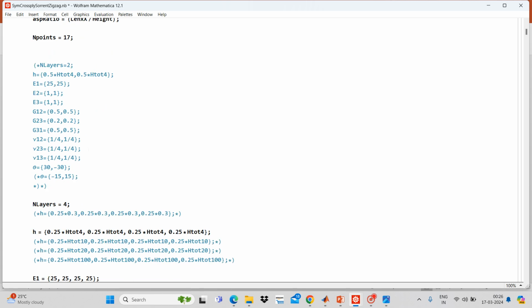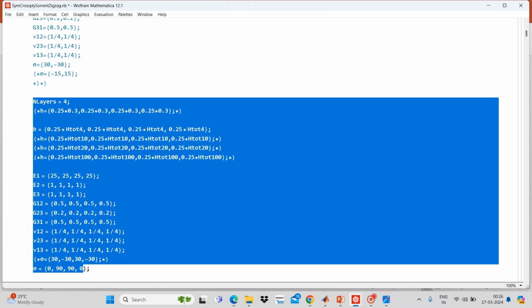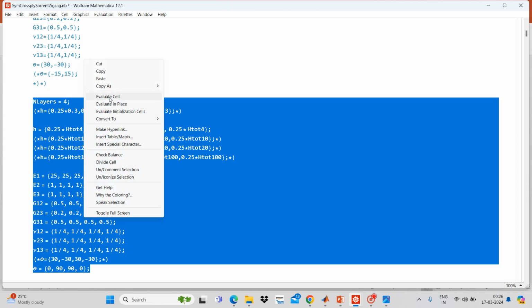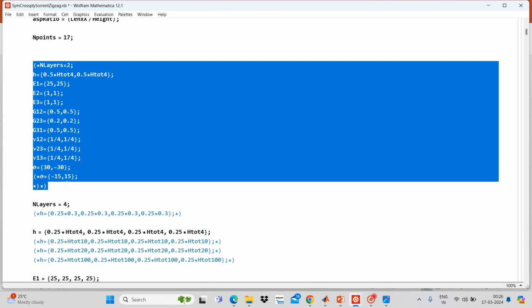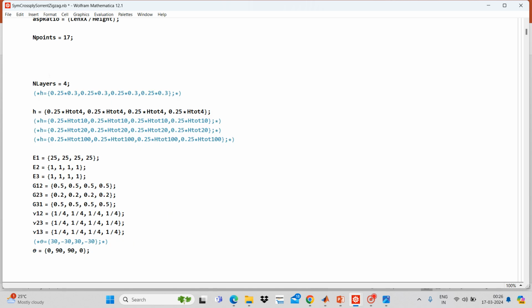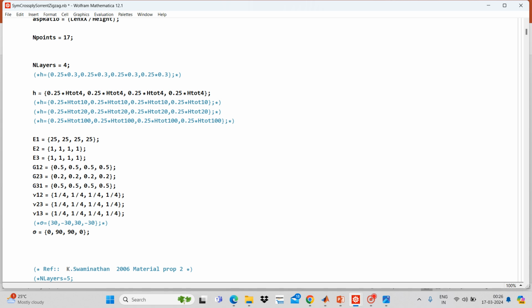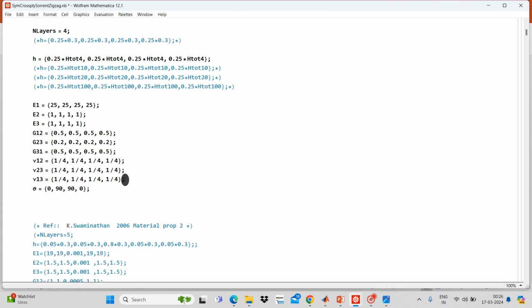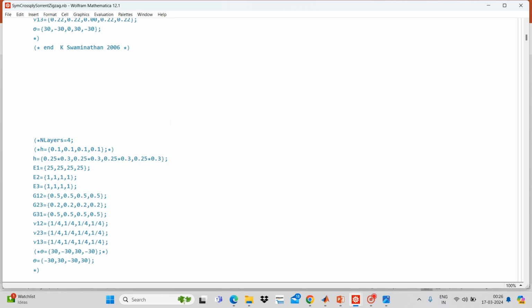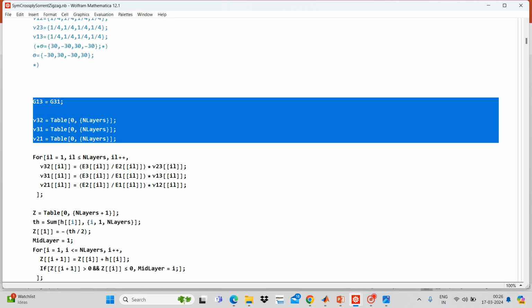First of all we will see this four-layer case, the symmetric cross-ply. For the symmetric cross-ply laminate there is no two-layer case; only three or four layers we can solve. Here, 0.25 times h, with the a by h ratio of 4 considered, and the layup 0, 90, 90, 0. Then the material properties are defined, the Poisson's ratio.